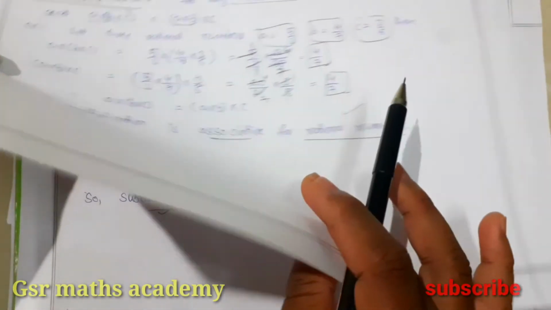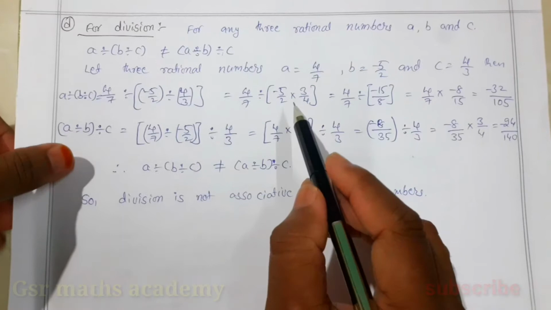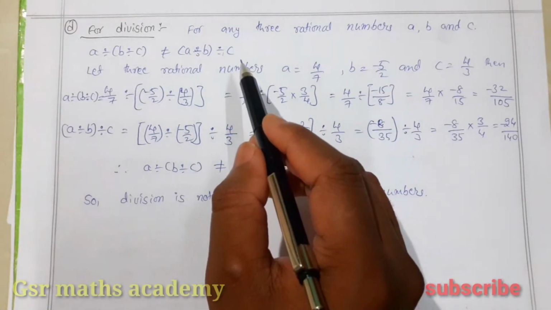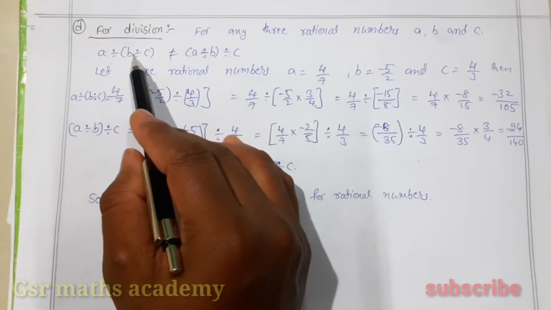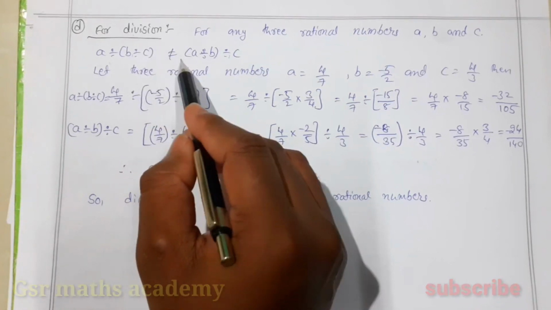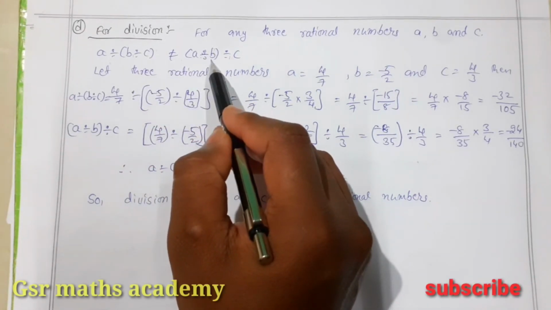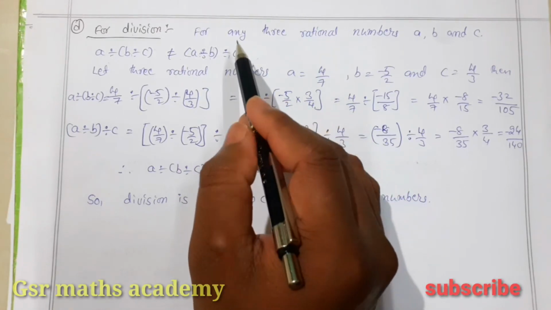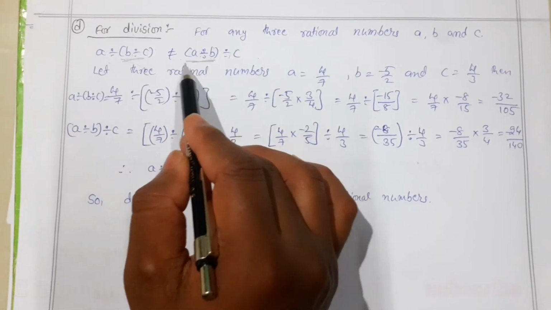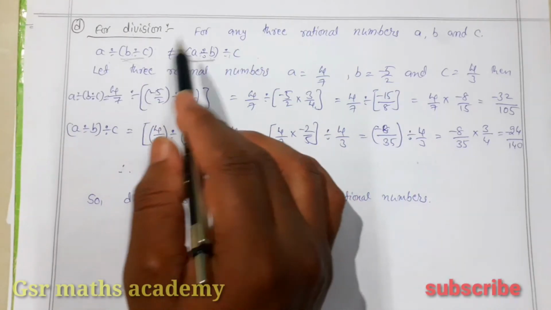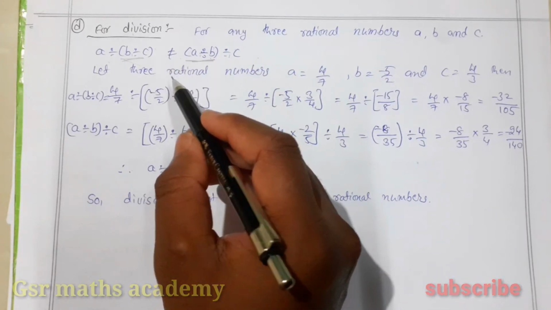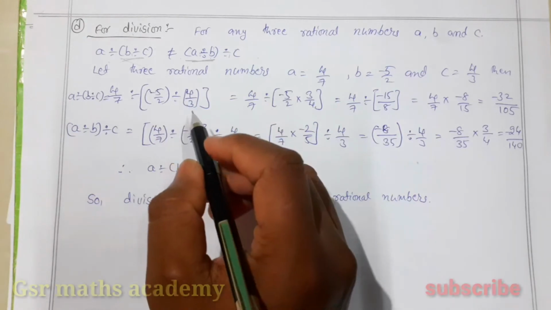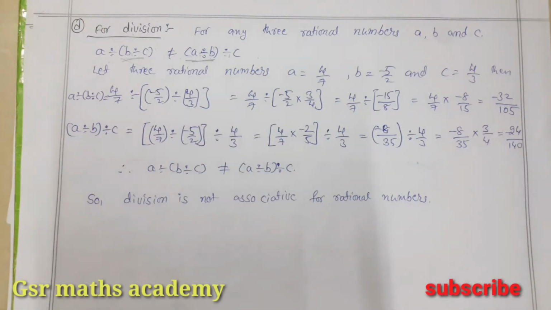And let us see about division. For division, the collection of rational numbers does not follow the associative property, because a divided by (b divided by c) is not equal to (a divided by b) divided by c. That means on changing the group of the numbers while performing the division, the answer changes. That's why we say that the collection of rational numbers does not follow the associative property for division.